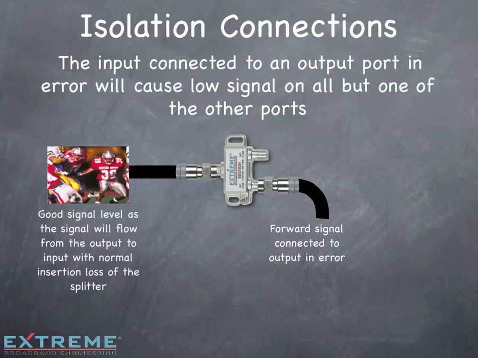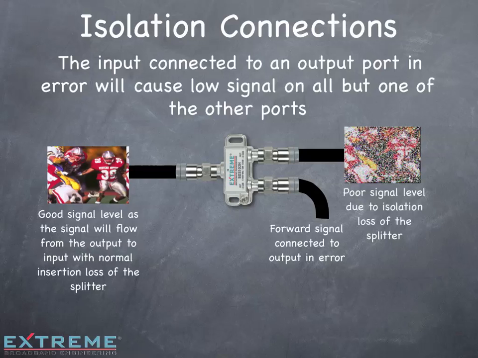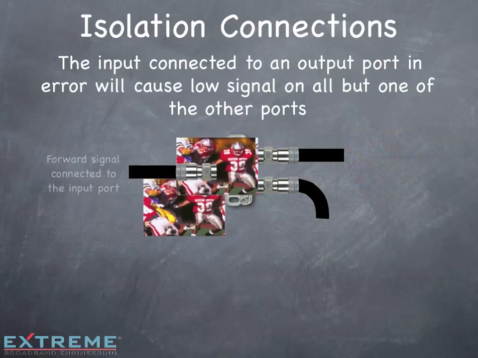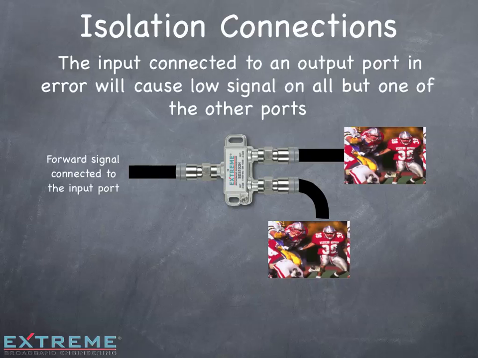One outlet has good signal level, as this one's connected to the input port of the splitter, and the signal will flow from the output to the input with normal insertion loss of the splitter. The other outlets have poor signal level due to the port-to-port isolation of the splitter. Once the input cable is connected to the input port, all outlets will receive the proper signal.